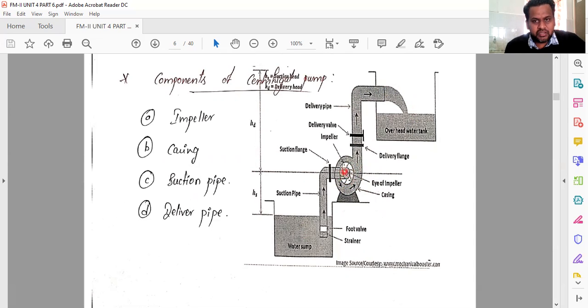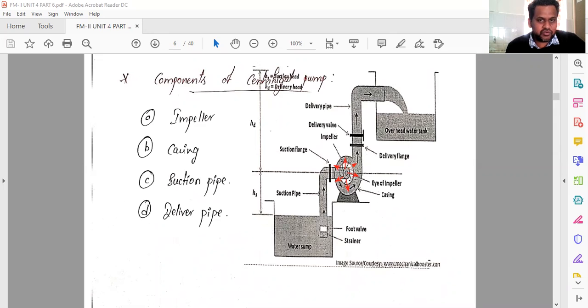And see, when the impeller starts rotating, a centrifugal force will be generated. I already told this one. It acts away from the center, like this. That means it pushes the liquid outside. Because of that, the liquid will flow like this and go up. Because of this, negative pressure will be created at the center. Because of this negative pressure, it sucks the water, and it reaches here.